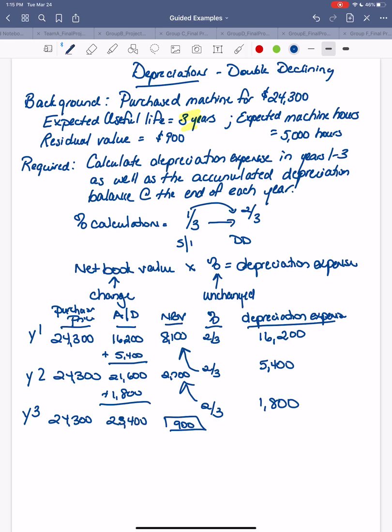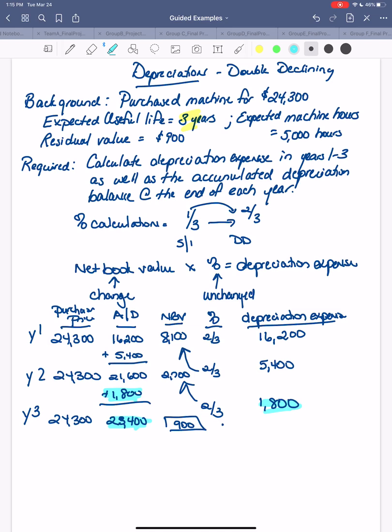Let me go back and make sure I'm saying this the right way so that you can understand it. We had a net book value of 2,700 at the end of year 2. We multiplied that by the 2/3 to come up with depreciation expense in year 3 of 1,800. When I add that depreciation expense into my accumulated depreciation, I come up with total accumulated depreciation of 23,400.